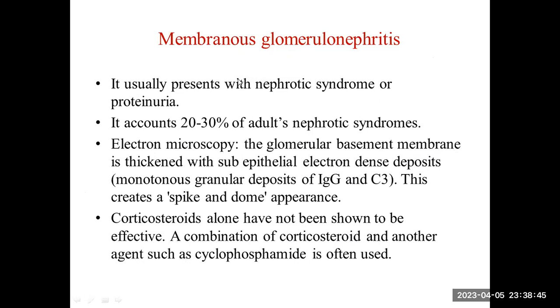So in general, in the management and specific treatment of membranous glomerulonephritis, we give a combination of steroid with another agent like cyclophosphamide or chlorambucil. So usually you give a combination of two immunosuppressive drugs, corticosteroid plus cyclophosphamide or chlorambucil, in the management of membranous glomerulonephritis.